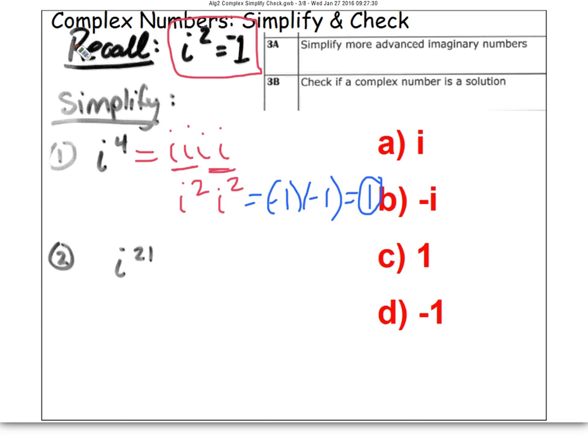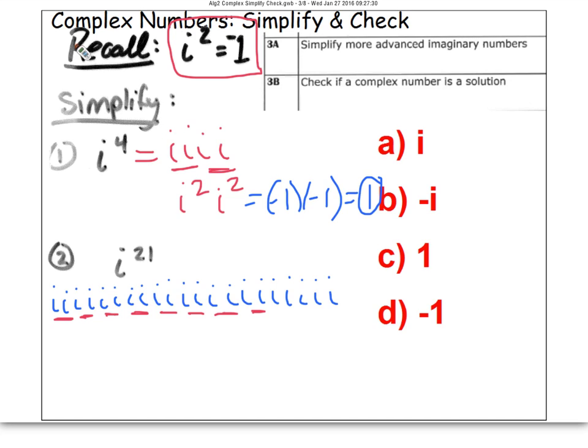Now that one's not too hard because it was easy to pull apart 4 i's and realize there were two groups of 2. When you get to something like number 2, it's i to the 21st. I'm going to take some time to write it out. This means 21 i's: 1, 2, 3, up to 21. If we see how many groups there are, there's 10 groups of i squareds.